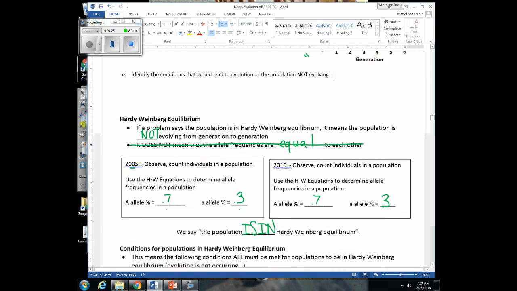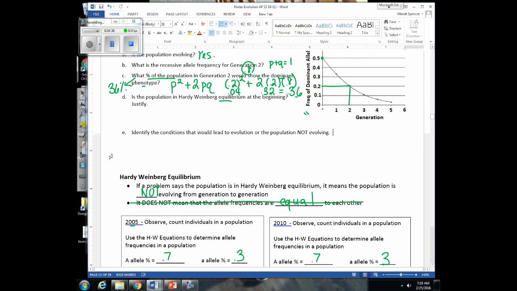So when we go back up to D, we're going to say, no, the population is not in Hardy-Weinberg equilibrium, because we can see at the beginning here, so if you look through the first two generations, we can see the population evolving, because we can see allele frequencies changing over time. The population is not in Hardy-Weinberg equilibrium because allele frequencies are changing.